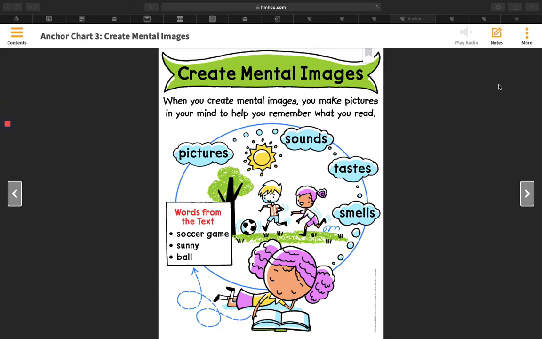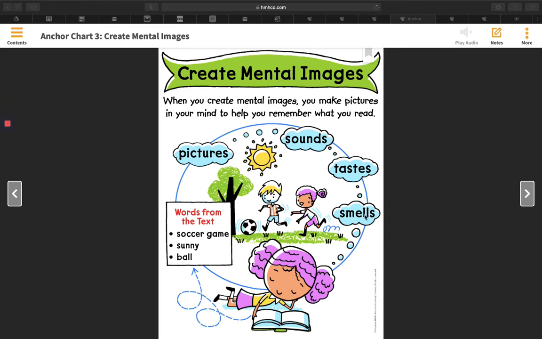So if you look in our little diagram, our little picture here, it says words from the text. That means that's words from the story that she is reading. And it says soccer game, sunny, ball. So she has created a mental image of what's going on in the story that she's reading.